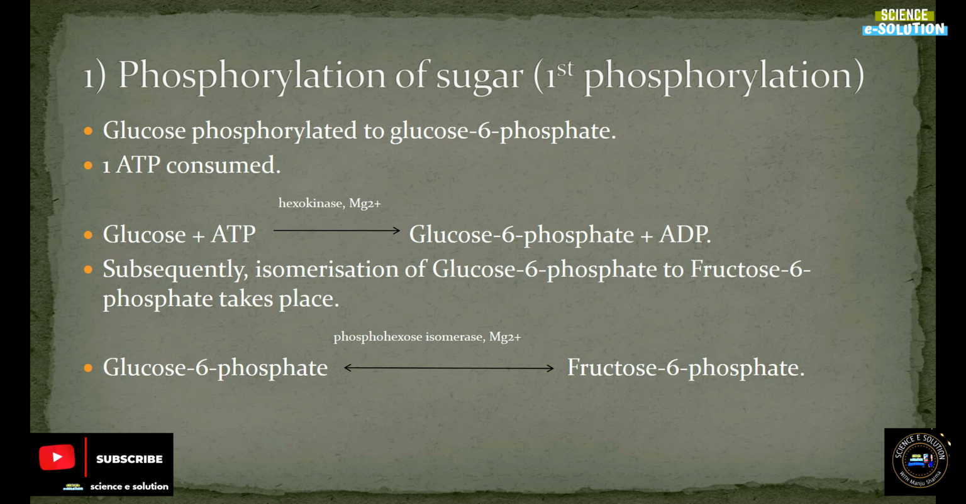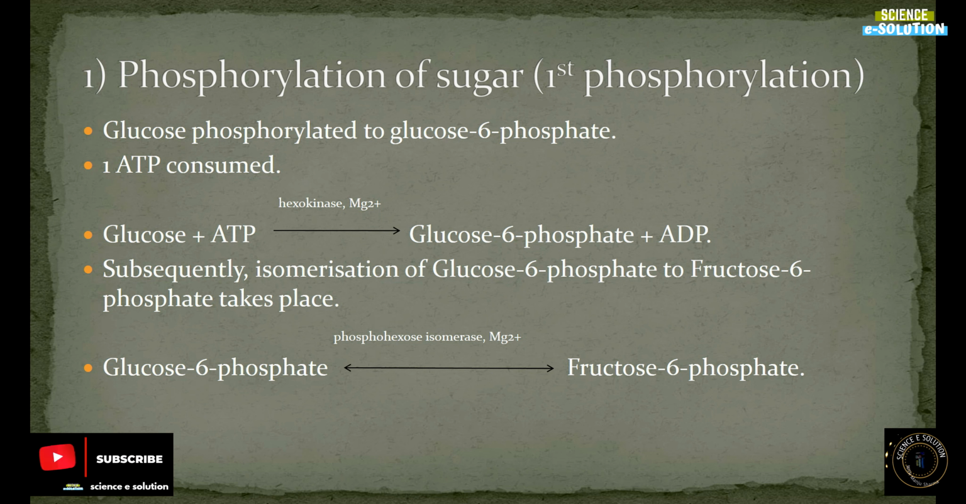So let's see these reactions in detail. Students, I'm repeatedly saying, wherever you think the points are important, kindly screenshot them or take down the notes. First step is called the phosphorylation of sugar. That is first phosphorylation, where glucose is phosphorylated to glucose 6-phosphate and 1 ATP is consumed in the reaction. The reaction takes place with the help of the enzyme hexokinase, or more particularly glucokinase, and magnesium ions are also needed. So glucose plus ATP form glucose 6-phosphate, and ATP is consumed and ADP is formed.